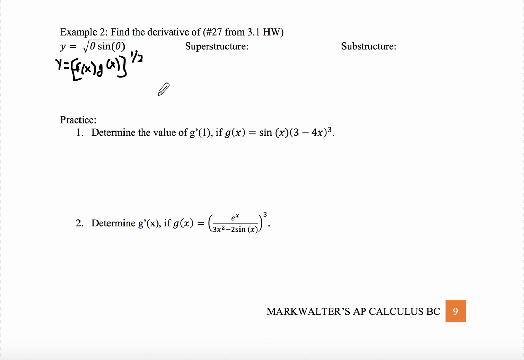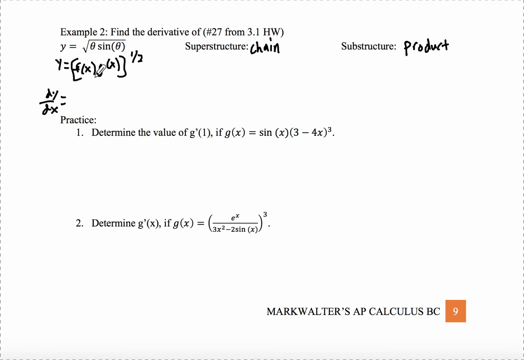So what's my superstructure here? My superstructure looks like a composite function, something inside of something else. So actually my superstructure is a chain rule. But inside of my chain rule, I got a product. My substructure is a product. Let's do that derivative. All right.